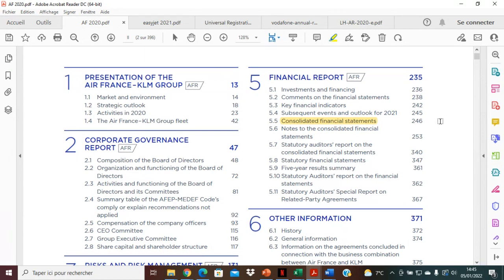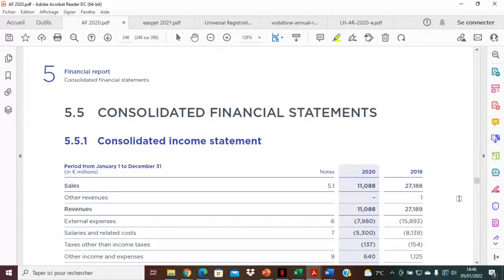Okay, Dongfan, you say they use two statements. And where did you see this? On which page? Can you tell us, please? Page 246 and 247. Let's go there.